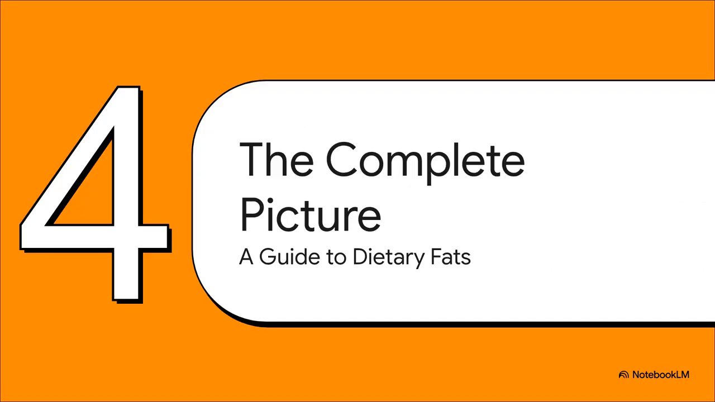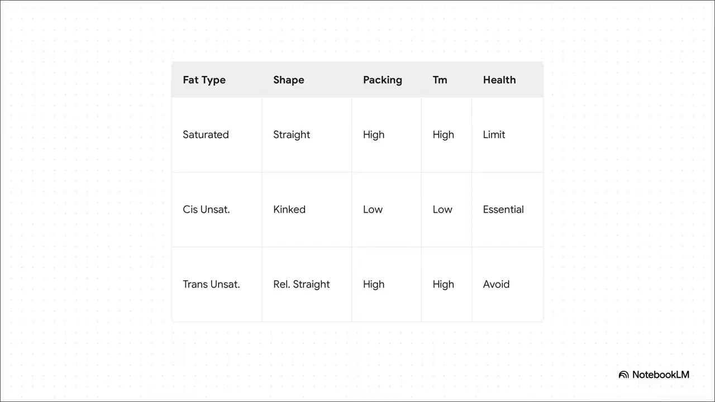All right, let's put all the pieces together now. We can take everything we've just learned and build one clear, complete picture, a simple guide to really understanding the fats on your plate. This chart just lays it all out perfectly. First up, saturated fats. They're straight, so they pack really well, giving them a high melting point. The advice? We should limit these.